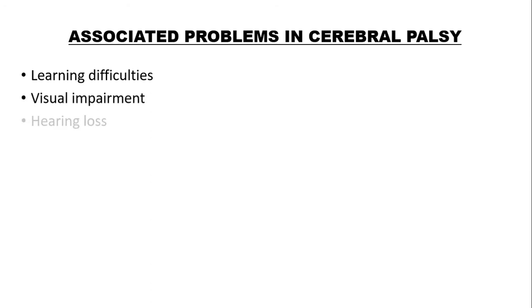Associated problems in cerebral palsy are learning difficulties, visual impairment, hearing loss, speech disorder, behavioral disorders, orthopedic deformities, and also social problems. Cerebral palsy is a clinical diagnosis, so there is no specific diagnostic test. However, brain MRI can be done to look for the location and extent of the lesion.